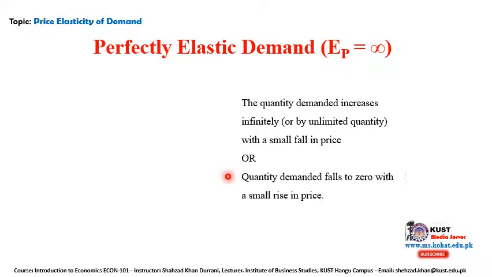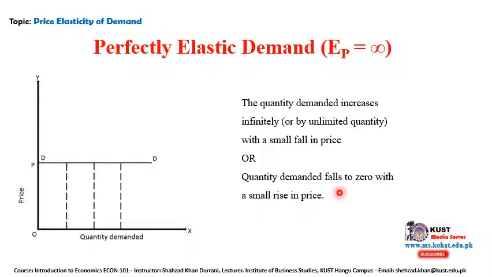Or you can also say quantity demanded falls to 0 with a small rise in price. Nobody is going to buy it. Nobody is going to consider it, right? If there is a rise in price, the quantity demanded falls to 0. Nobody is going to buy it. So this is the graph of the perfectly elastic demand.